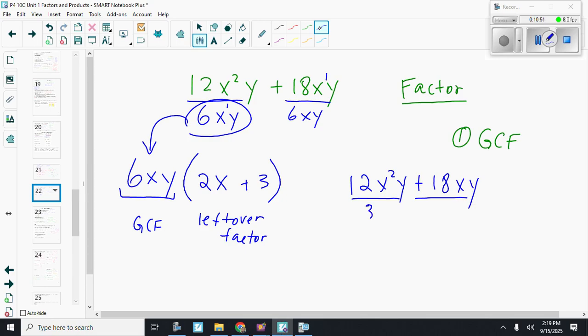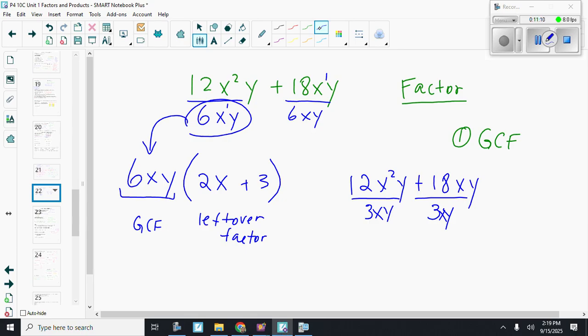So if you find something like 3, just double check that it can't go higher, and always double check with your variables. So it can go a little bit higher. All right, so that was greatest common factor. That's the first one that we look at.